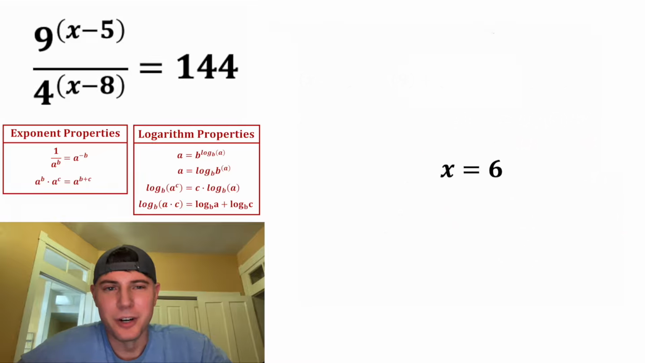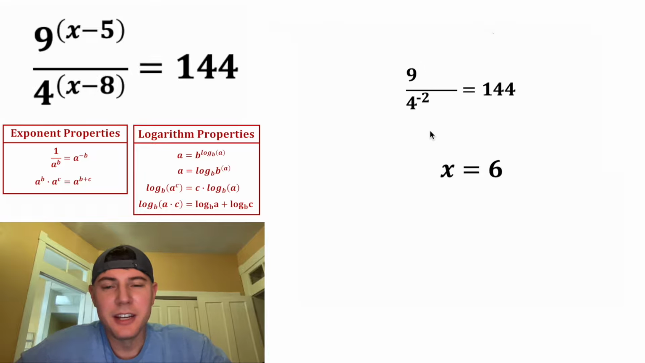Let's plug it in and see if it works. Here's our original expression. In the place of the x, let's plug in 6. In the place of this x, let's plug in 6. 6 minus 5 is equal to 1, and 6 minus 8 is equal to negative 2. 9 to the 1 is the same thing as 9. This 4 to the negative 2 on bottom, we can bring it up and become a 4 to the positive 2. On bottom, the exponent's negative, and on top, the exponent's positive. And if you want to see another way to think of this, we can multiply top and bottom of this fraction by 4 squared. On bottom, 4 to the negative 2 times 4 to the 2 ends up being 4 to the 0, and 4 to the 0 is equal to 1. So this will become 9 times 4 squared.